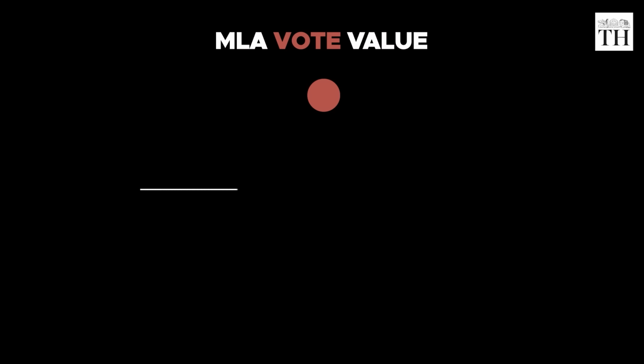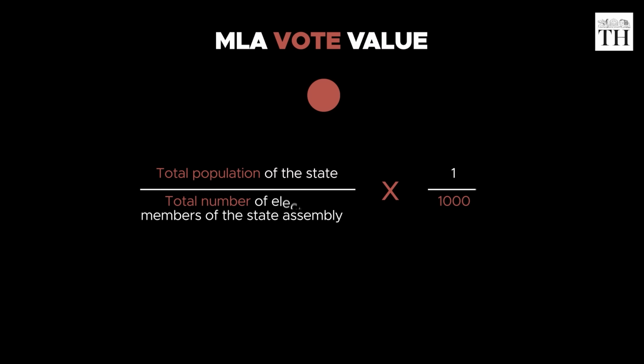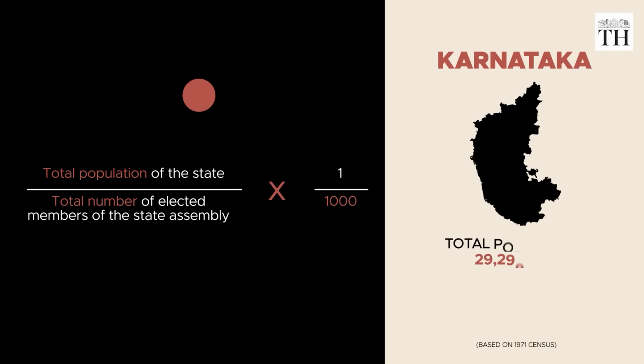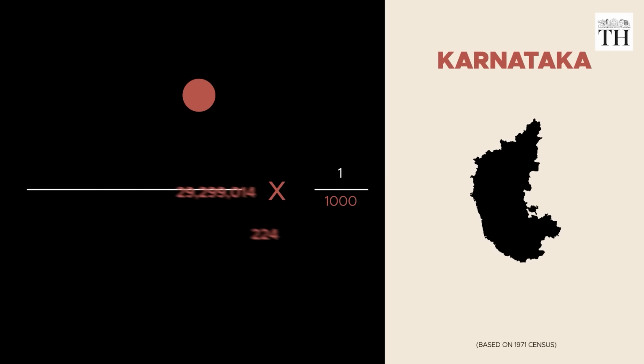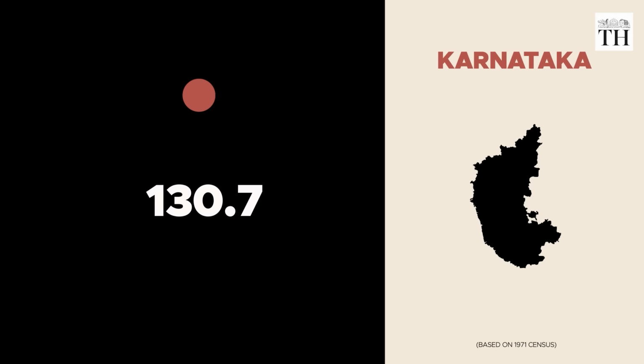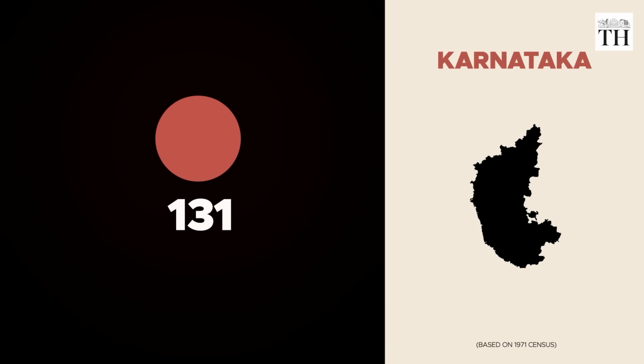The MLA's vote value is calculated by dividing the total population of the state by 1,000 times the strength of its legislative assembly. For example, in the case of Karnataka, the total population of the state and the number of MLAs in the Karnataka assembly stands at 224. Now let's put these numbers in the formula. And you get the value of 130.7. Hence, an MLA from Karnataka has a vote value of 131.